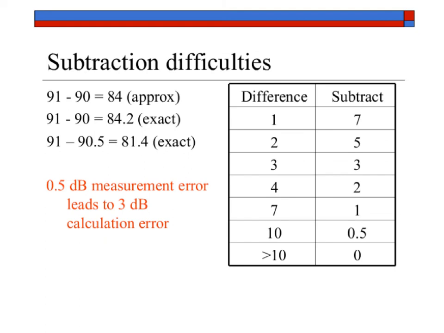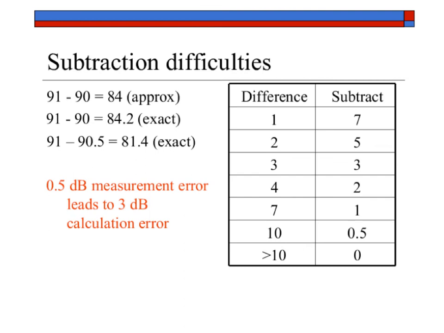So that's quite close. However, suppose that instead of 90 decibels, the true sound was 90.5. A 0.5 decibel measurement error is quite easy to make. Most instruments are only accurate within 1 decibel anyway. Now, if we were to use the exact method and subtract 90.5 from 91, that will give us 81.4. So if the true value is 90.5 and the true value for the total is 91, then the true value for the machine noise is 81.4.